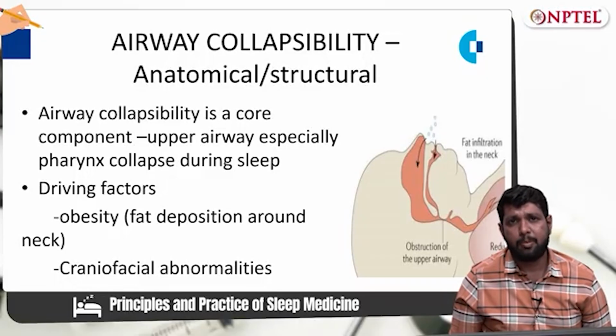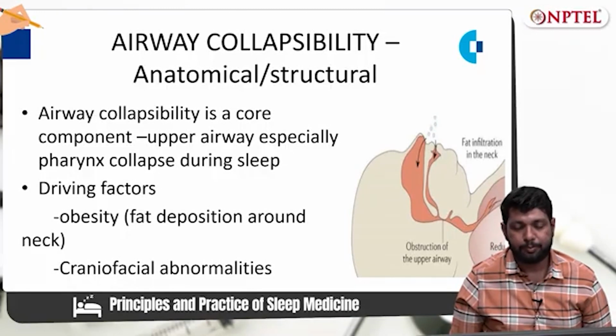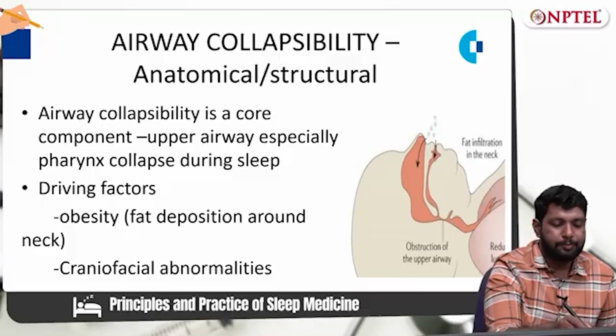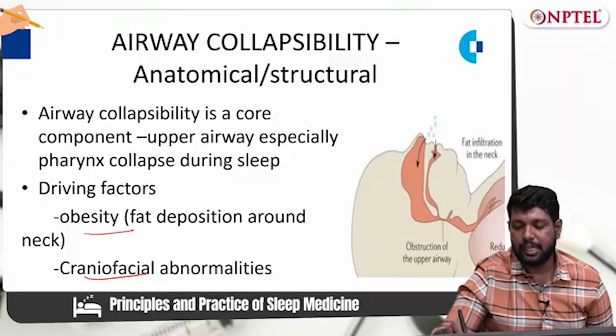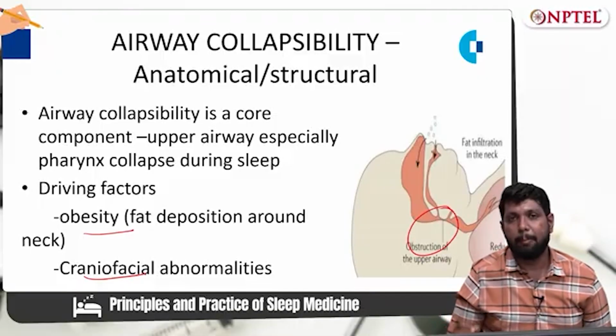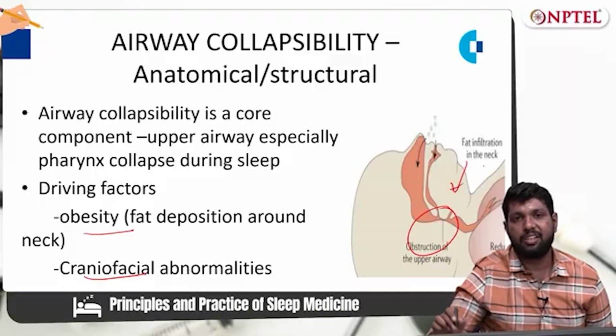Airway collapsibility is a core component where the upper airway, especially the pharynx, collapses during sleep. The main important driving factors are obesity and craniofacial abnormalities. See, we could see an obstruction of the upper airway mainly due to the fat infiltration in the neck.